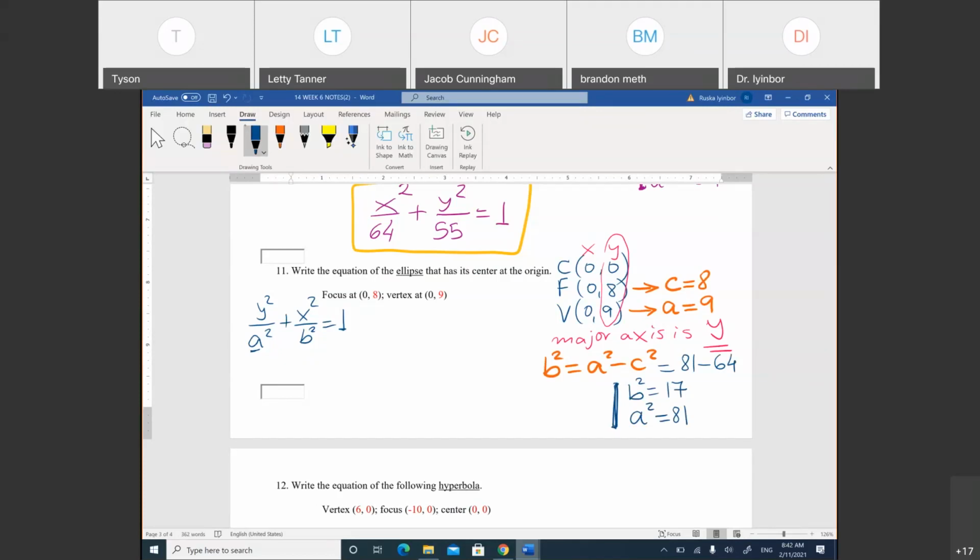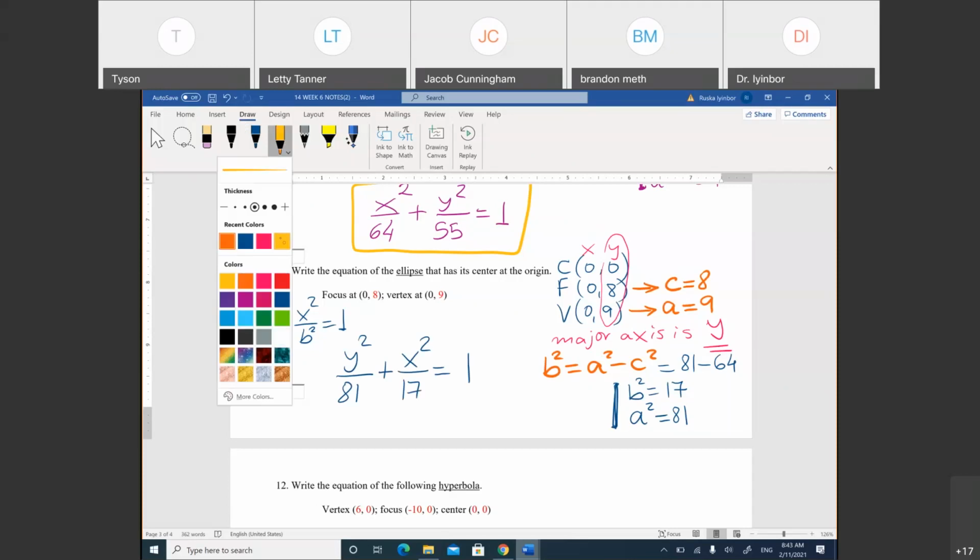Okay? So remember, always a squared is bigger, or a is always bigger than b. Major is always longer than the minor axis for ellipse. It's not the same for hyperbola, but for ellipse, always the major is bigger. Okay? And then I'm ready to plug it in and get the final answer. So I have y squared over 81 plus x squared over 17 equals 1. So this is my final answer for number 11.